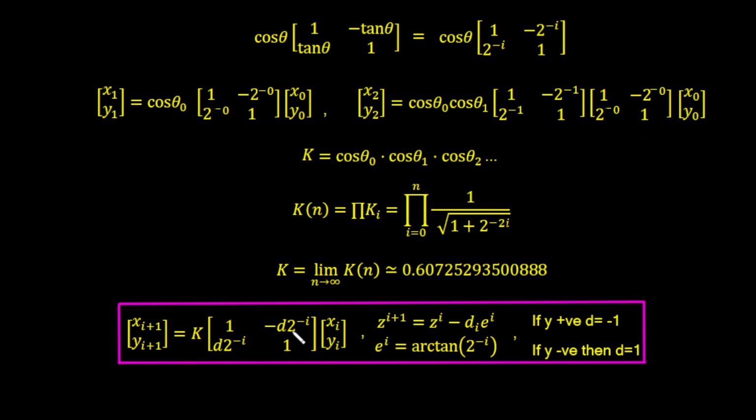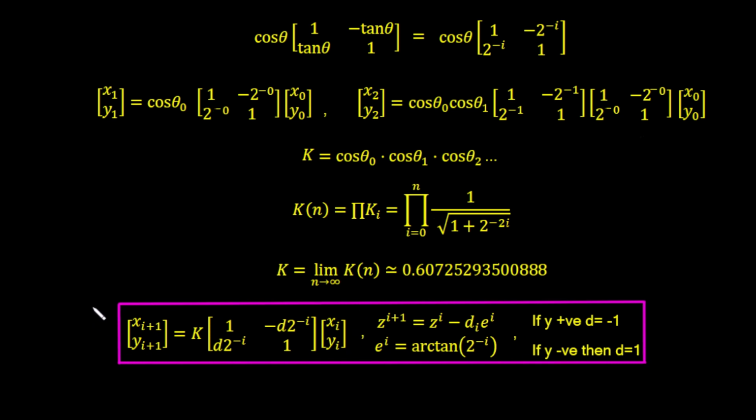And we can do that simply by putting in a value of d. So d tells us whether we're going to rotate the matrix in a clockwise direction or an anti-clockwise direction. And we can say that if y is positive, then d would be minus 1, and if y is negative, then d is equal to 1.